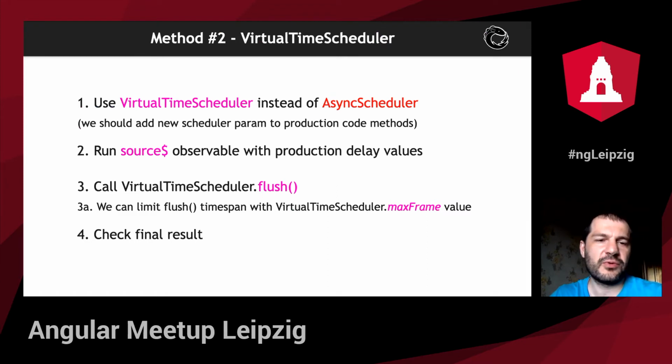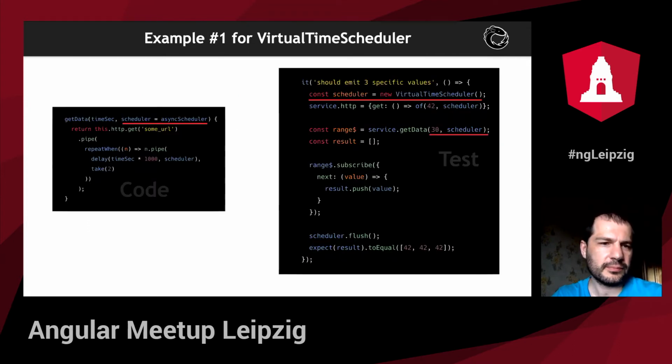Here are the steps for writing unit test with Virtual Time Scheduler. We feed Virtual Time Scheduler to our code instead of async scheduler. Then we get observable and subscribe to it. And after that, we call Virtual Time Scheduler instance flush method and check the final result. Here's the example. In code here, repeat when will rerun source observable 2 times except first run. Pay attention that I added one more argument to the code, a scheduler, to be able to feed in a virtual time scheduler instance.